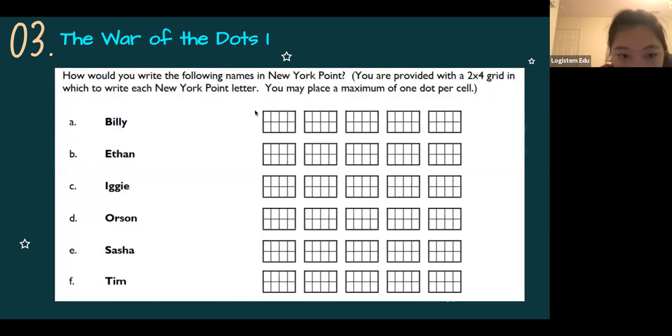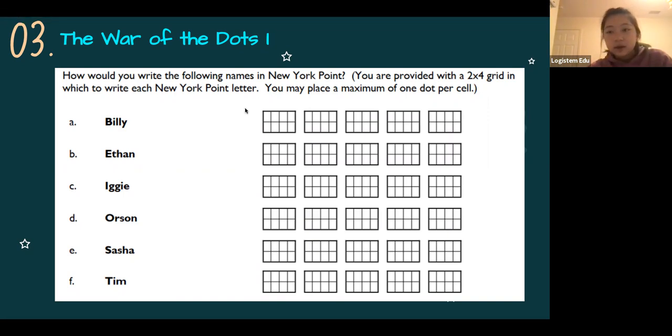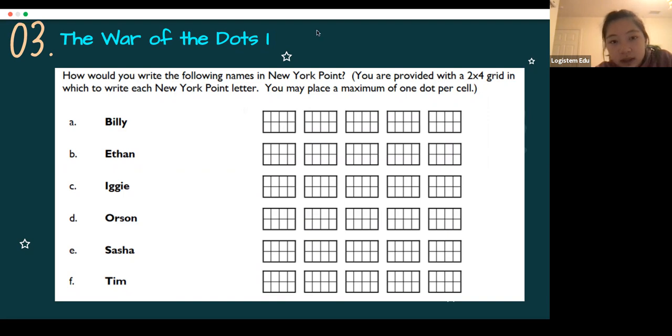And then the second part, you want to write these names into New York Point. So I'll give you guys about, I think this question's a bit longer, so maybe until 6:20, and then I'll bring everyone back and I can explain it again. Let me get the link to the problem. So that's the link to the problem. I'll send it again in the breakout room in case you don't have it.